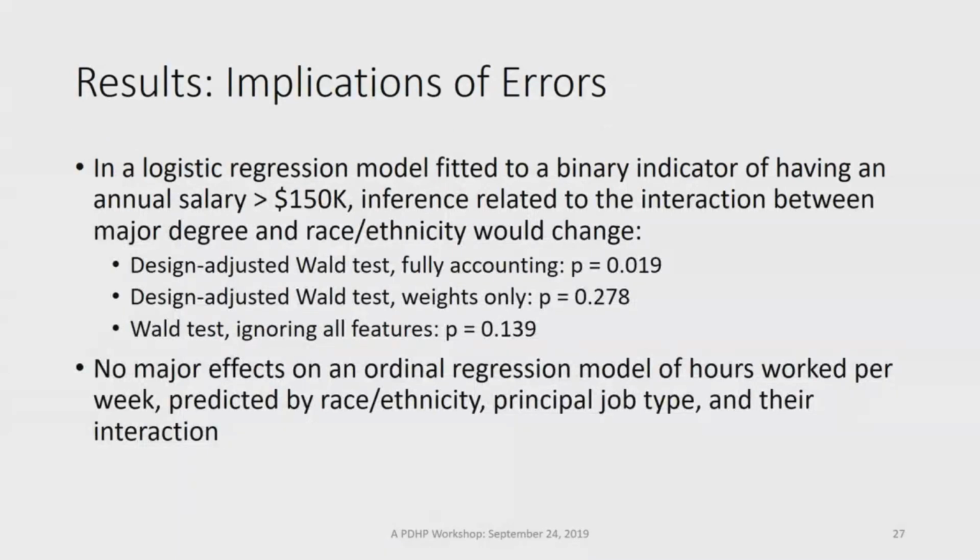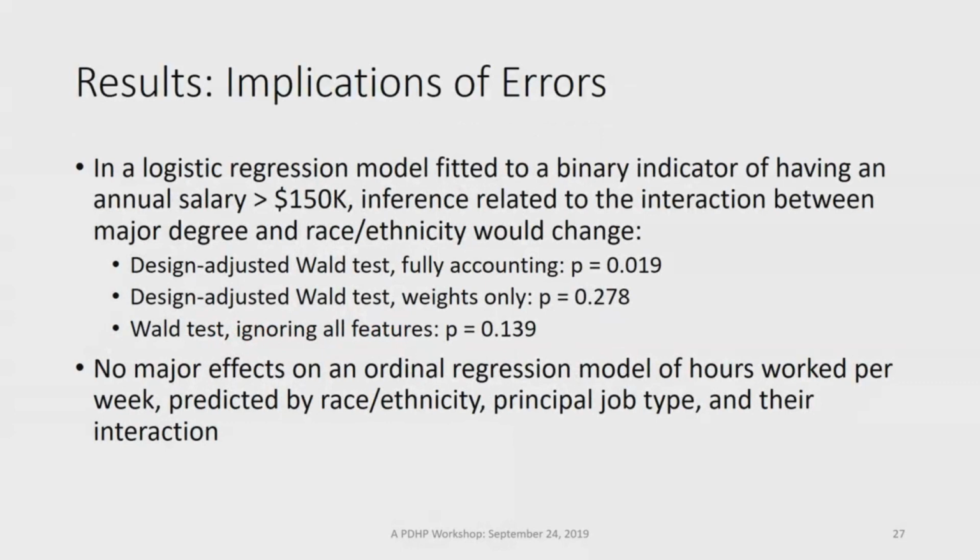So we looked at descriptive estimates. We fitted a logistic regression model to a binary indicator of having a large annual salary, above $150,000. And one of the coefficients that the program officer said would be of interest to data users is whether there's an interaction in terms of predicting high salary between your major degree and race ethnicity. In other words, race ethnicity moderates the relationship of your major degree with the probability of having a higher salary. So it's a question that a lot of the users were looking at.